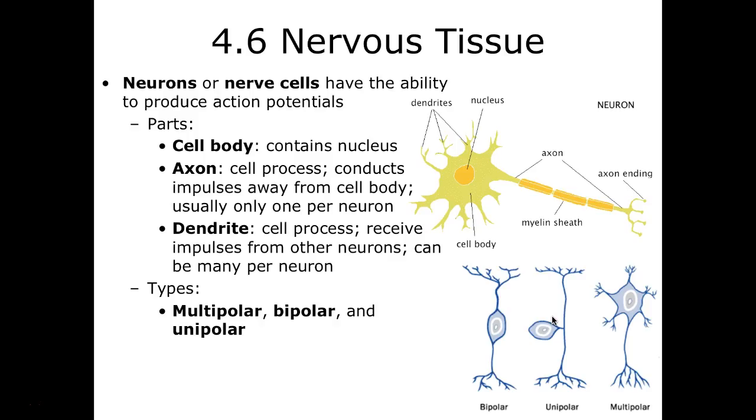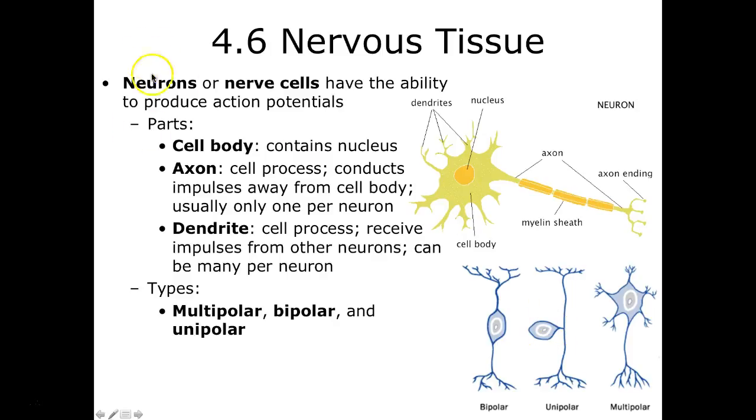All right, that brings us to our nervous tissue, which is our last type of tissue. Our nervous tissue has two major types of cells. We have our neurons or nerve cells, and we also have neuroglia or glial cells, which we'll talk about in a moment.